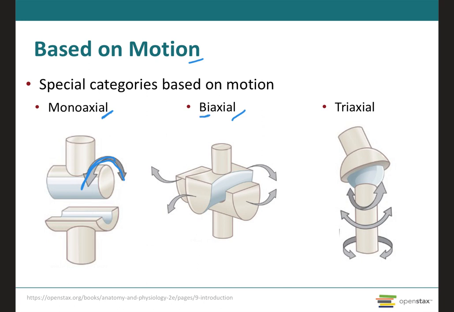Therefore, you can see over here that it's moving in 2 different planes. In triaxial, where tri means 3, you can see how this joint will move in 3 different directions. Another thing to keep in mind is that monoaxial can also be called uniaxial. So just keep that in mind.